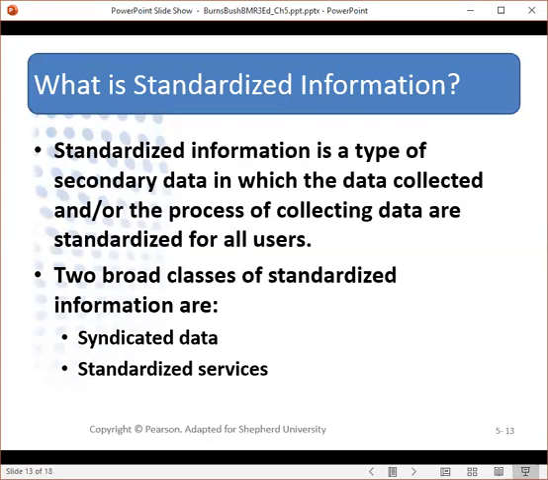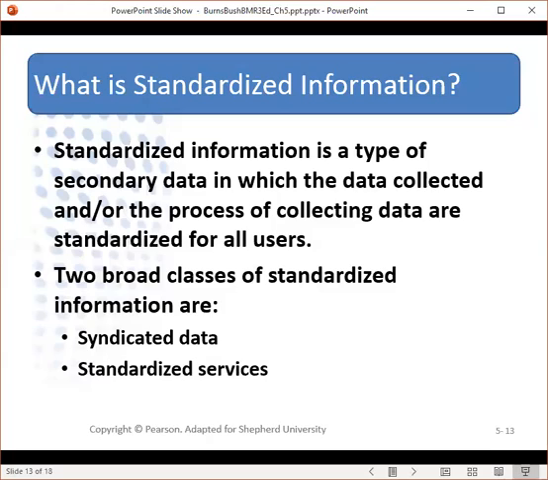So, standardized information is a type of secondary data in which the data collected and the process of collecting the data are standardized for all users. And there's two broad classifications, syndicated data and standardized services. Syndicated data are collected in a standard format and made available to all the subscribers.